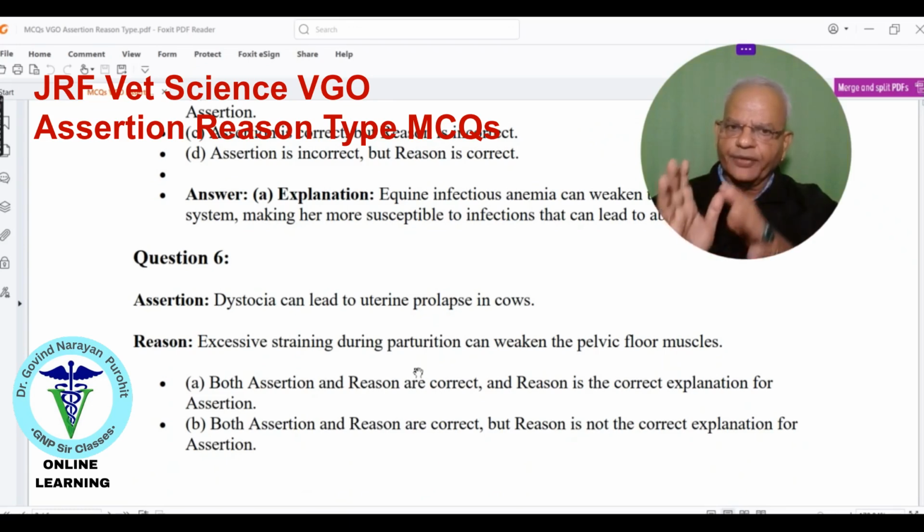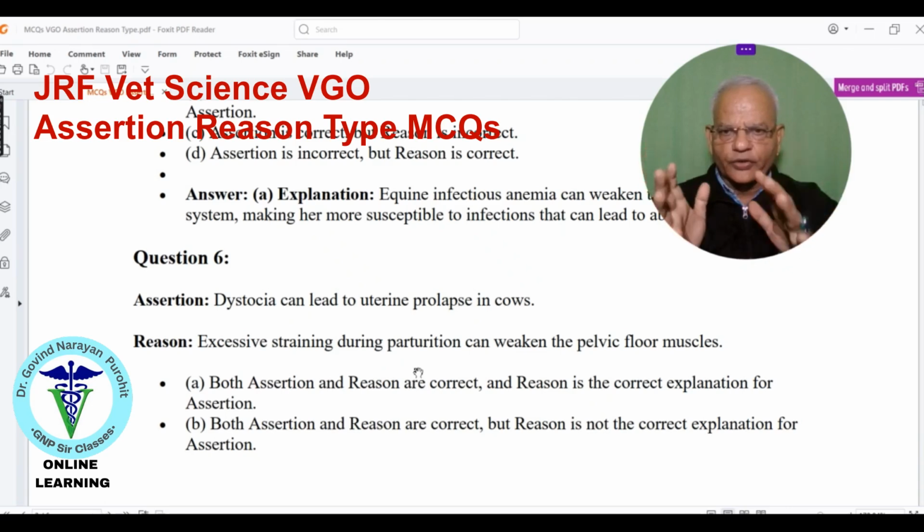The next question, dystocia can lead to uterine prolapse in cows. The reason is excessive straining during parturition can weaken the pelvic floor muscles. When there is a dystocia, when fetus is stuck up, the animal is constantly trying to push the fetus out, but because of either fetal abnormality or any other problem, the fetus is not able to come out. So there is a constant contraction, and this weakens the pelvic floor muscles.